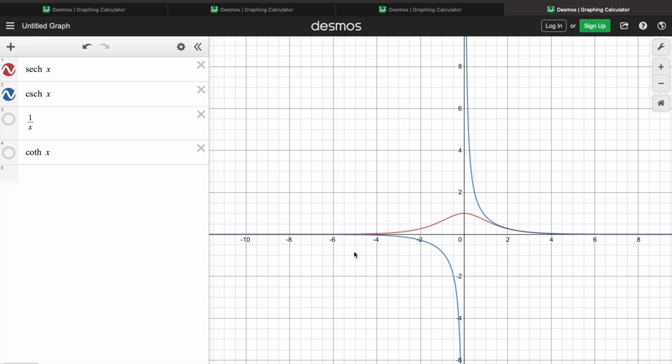So today I just kind of covered the 6 hyperbolic trigonometric functions, their definitions, how they're based on e, and then I showed off the graphs here.